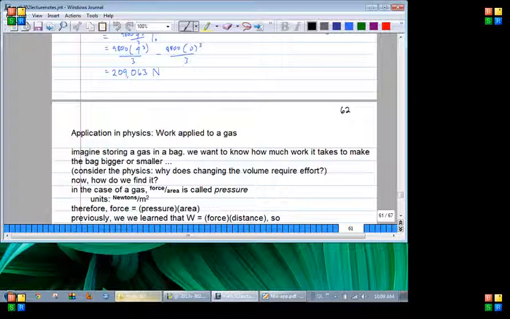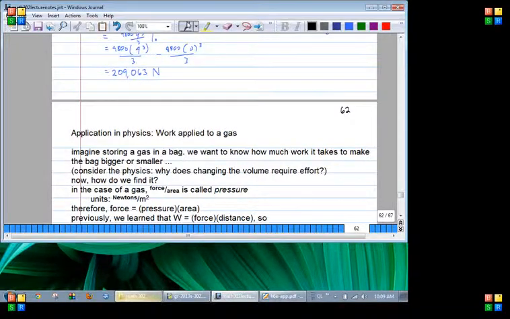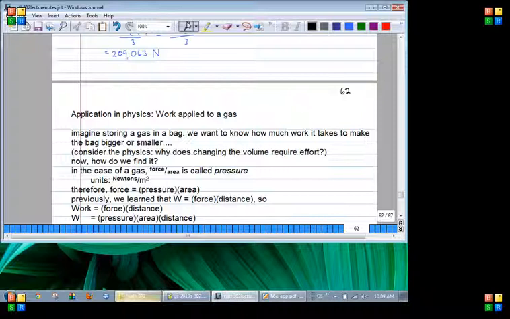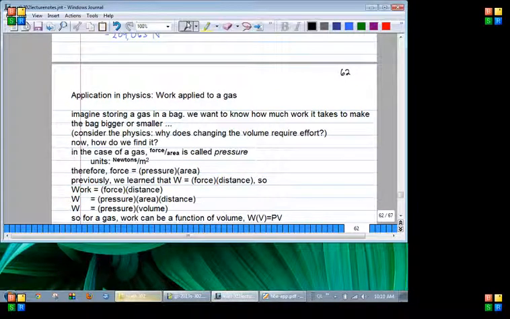So previously we learned that one way to define work is force times distance. So work equals force times distance, which for a gas is the same as pressure times area times distance. But what's area times distance? Volume. Area times distance is volume. So in the situation of a gas, you can actually define work as pressure times volume. So W equals PV.